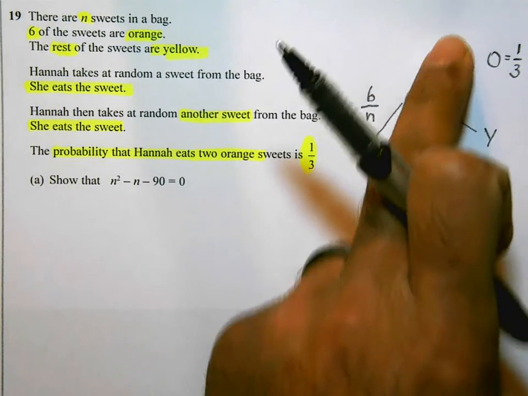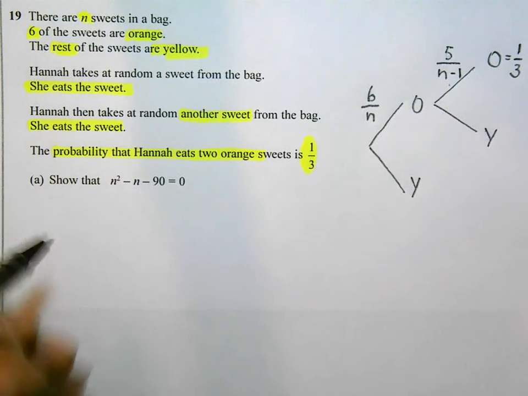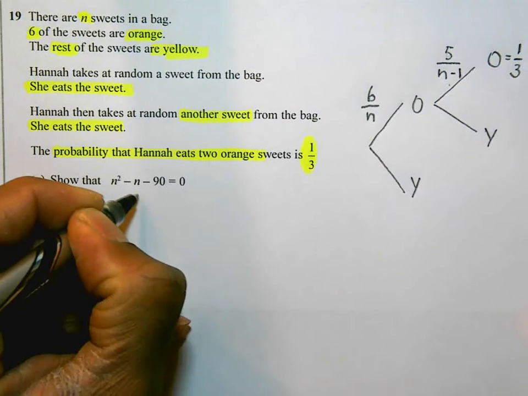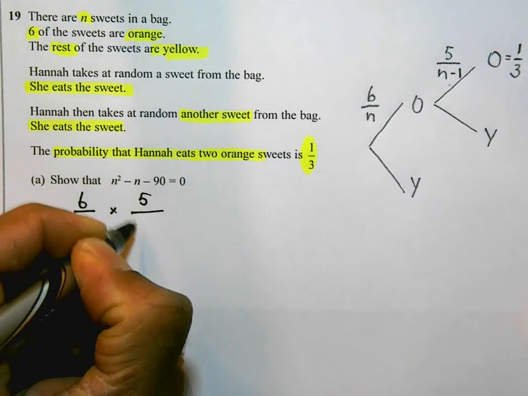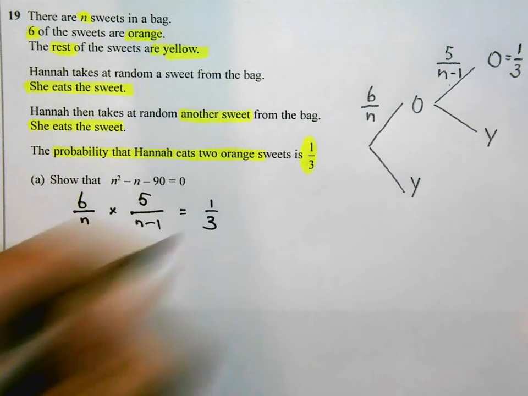I'm going to go about working this out now. When you're timesing fractions, you times the numerators together. 6 times 5 is 30. And I'm going to times the denominators together. n times n minus 1. I'm going to leave it as brackets, and that's equal to 1/3.